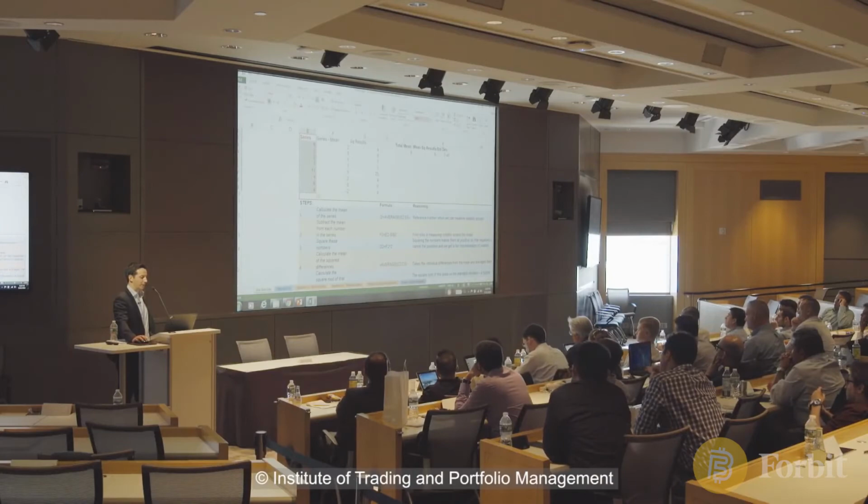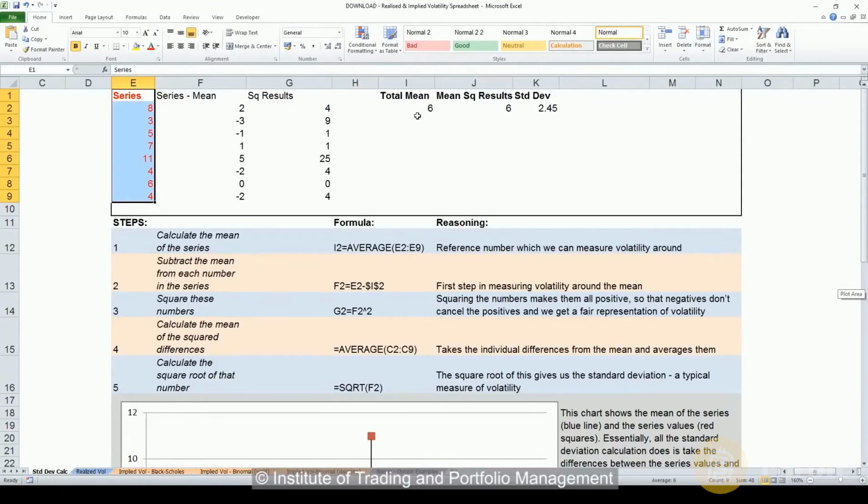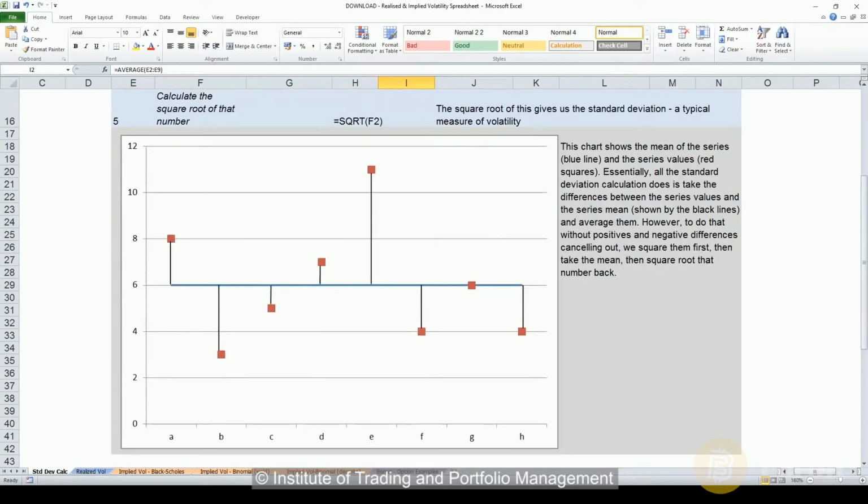You calculate the mean of the series. I've done that here, it comes to 6. And in the chart, that's illustrated by the blue line. All standard deviation actually does is take the difference between those data points and the average, and average those differences to get a value for the volatility. That's represented by the black lines. The difference between the data point and the average of the series, and the average of the differences, gives you the volatility, the standard deviation.